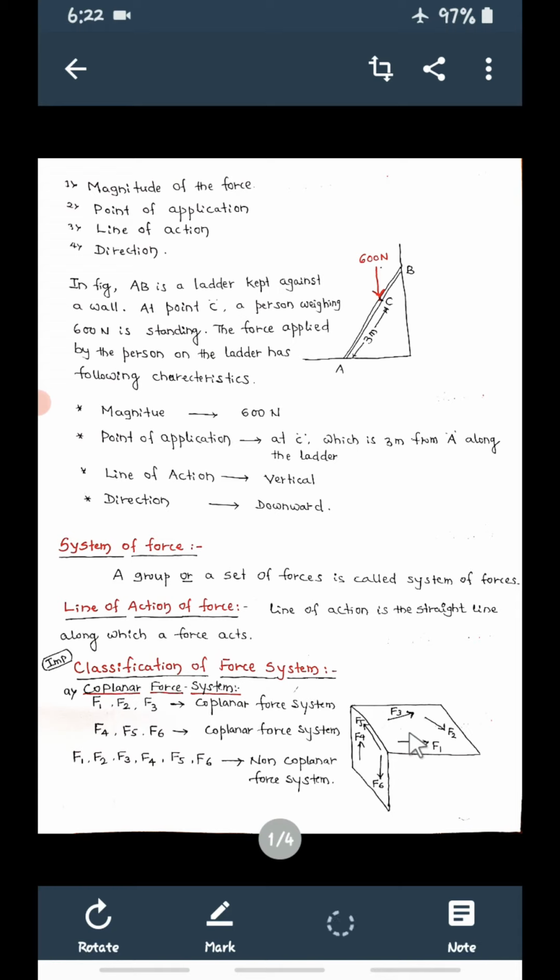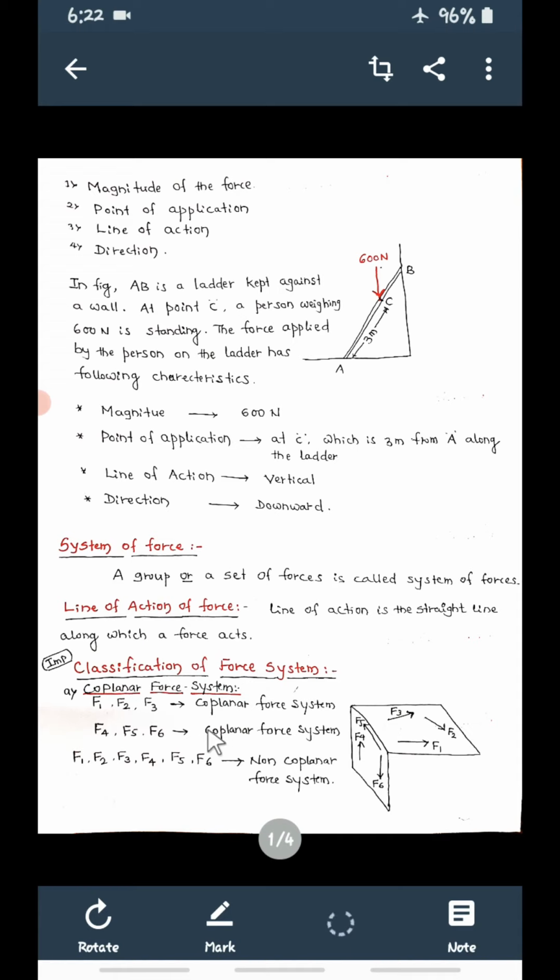Or you can take two sheets of paper. One paper is like this, another paper is like this. Three forces, F1, F2, F3, are acting on this paper, and another three forces, F4, F5, F6, are acting in this plane or this sheet of paper. Based on this, we can classify the force system as either coplanar or non-coplanar. Coplanar means the forces acting in a system along the same plane.